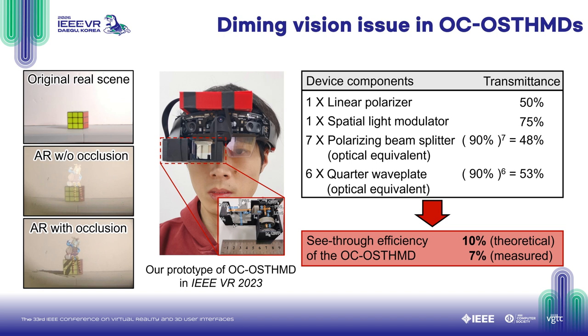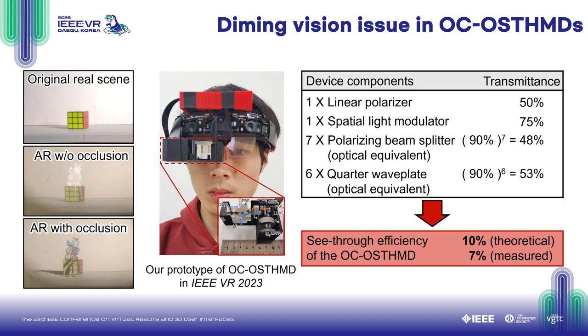Occlusion-Capable Optical See-Through Head-Mounted Display, here we call it OC-OSTHMD in abbreviation, is proven to make AR display more vivid by enabling mutual occlusion between the virtual objects and the real scene, as shown in the left. However, the attractive feature relies on letting real light pass through the device's optical system, which severely dims the real scene at the same time, hindering practical application.